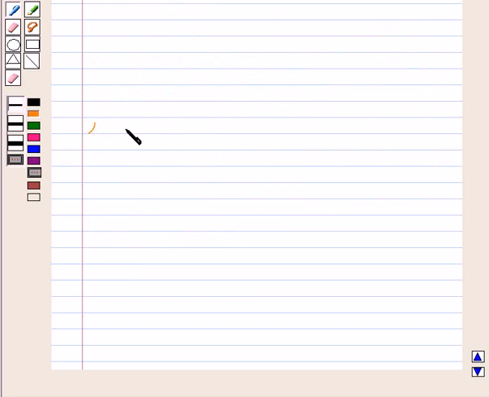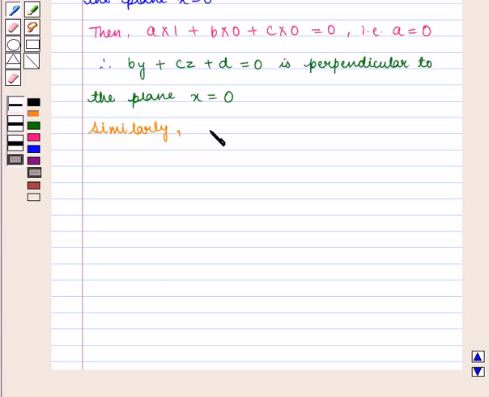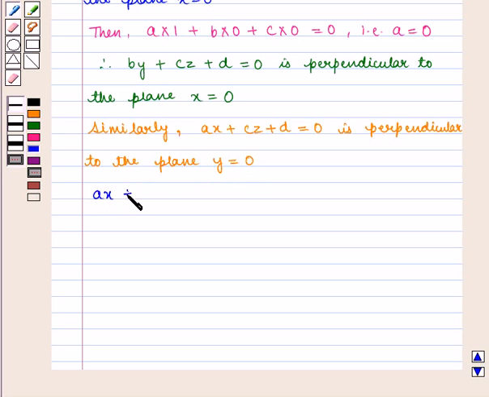Similarly, AX plus CZ plus D is equal to 0 is perpendicular to the plane Y is equal to 0 and AX plus BY plus D is equal to 0 is perpendicular to the plane Z is equal to 0.